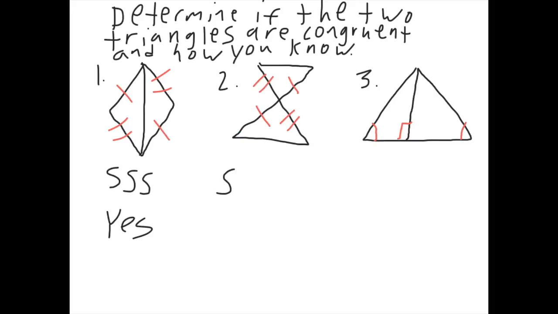So this angle and this angle are formed by these two sides intersecting each other. Well, that means these two are vertical angles. Therefore, they're congruent. So we've got an angle, and then this side is congruent to this side, so we have a side as well. So side, angle, side. So, yes.